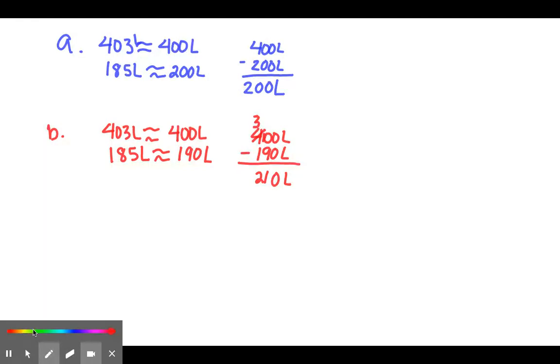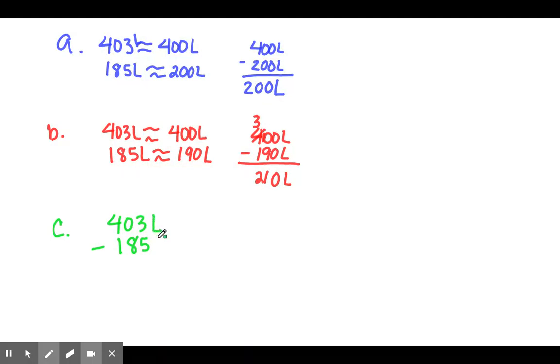Okay, now let's move on to C. How many liters of water are actually left in the tank? So we want the real number. We're not going to round or estimate this time. So this time we're going to take 403 and subtract 185 liters. Again, you can use whatever strategy you want to help you to subtract. Some of you may be drawing out your hundreds, tens, and ones chart. That's fine to do as well.